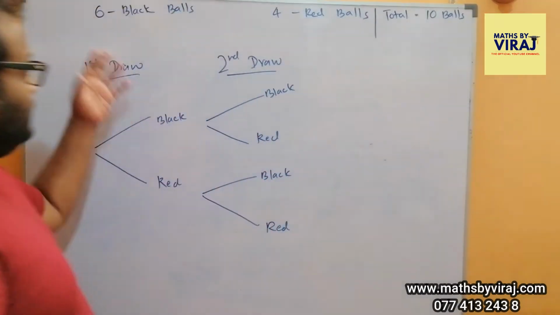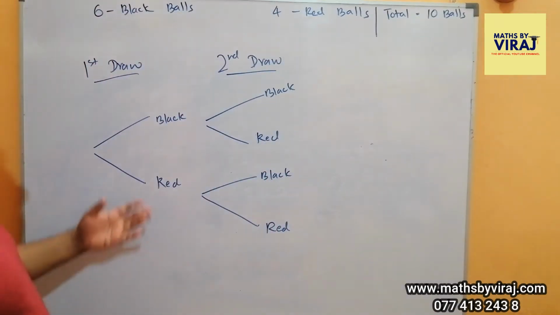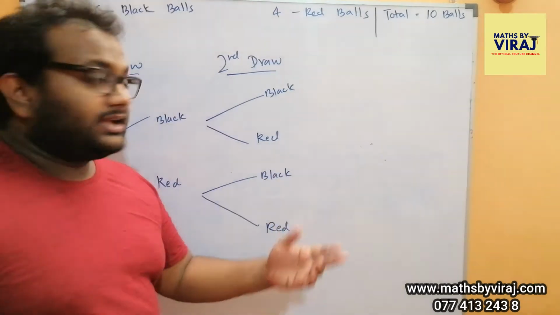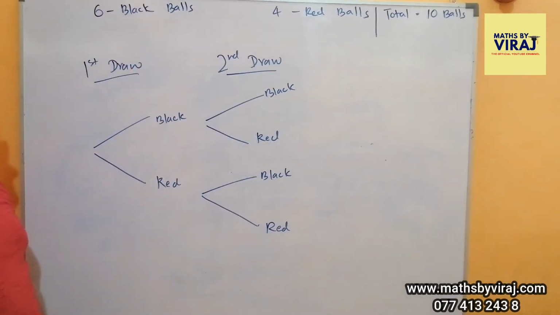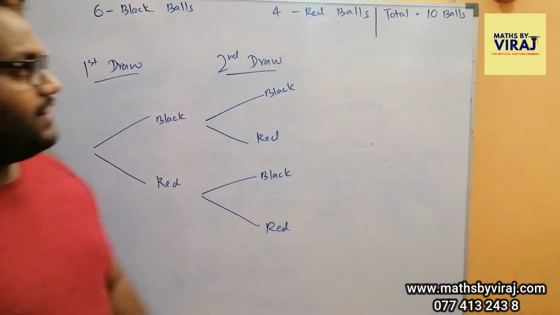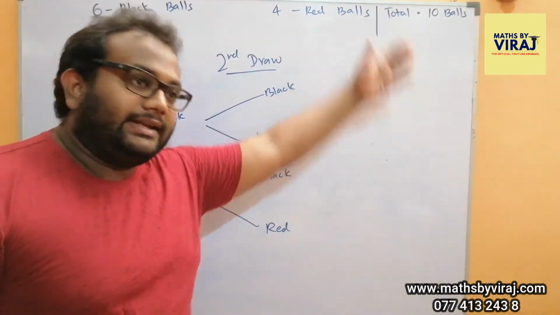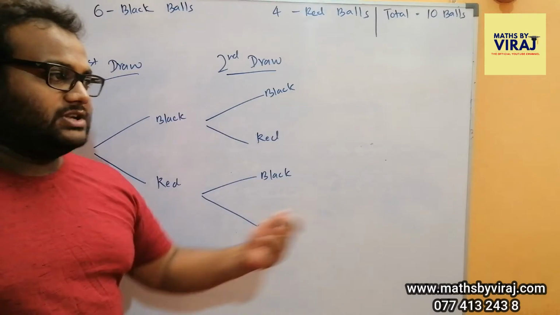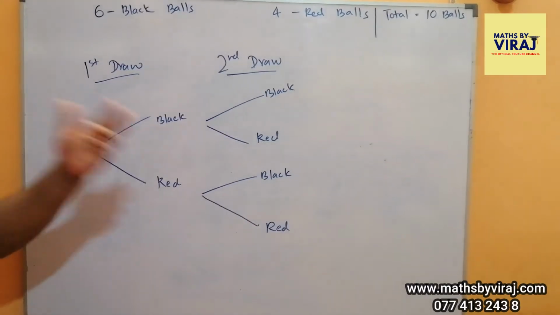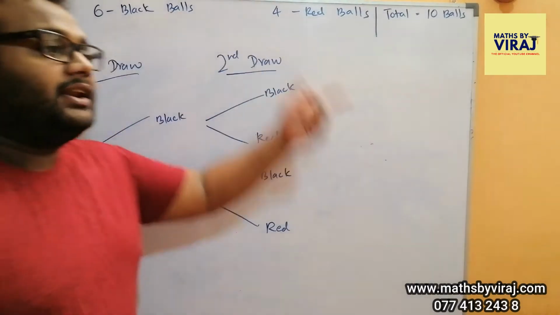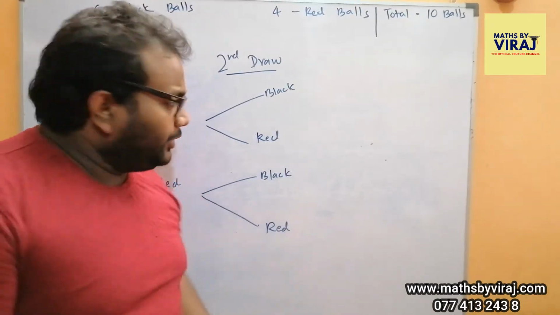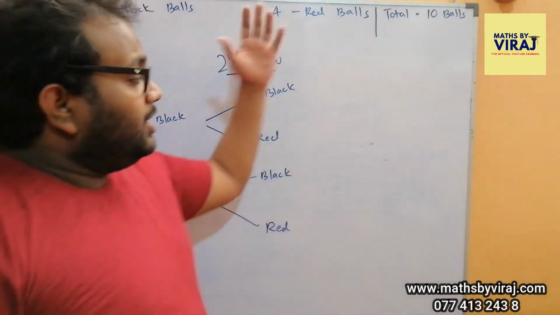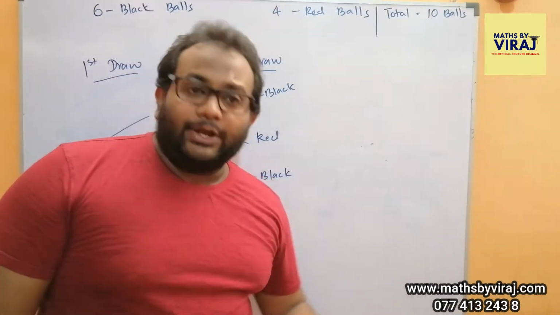Now we have a tree diagram. Let's assume that I have a bag consisting of 6 black balls and 4 red balls. Therefore, the total number of balls is 10. If I take one ball from the bag, and if I do not replace it, how are we going to fill this tree diagram and what are the calculations that we can do?